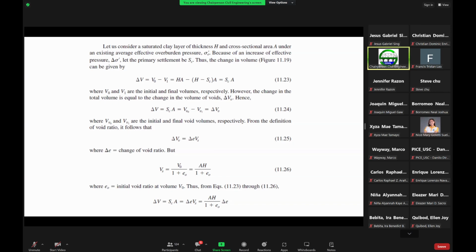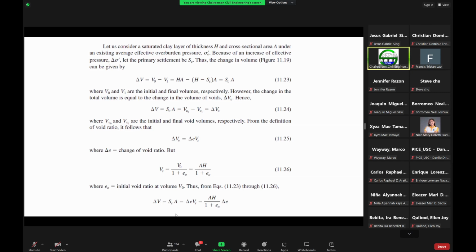so then we now have the change in the volume, which is now equal to the primary consolidation settlement times the area, which is now equal to the change in the void ratio multiplied by the volume of the solids. But the volume of the solids is now equal to this one here. So that means we now have this one multiplied by the change in the void ratio.